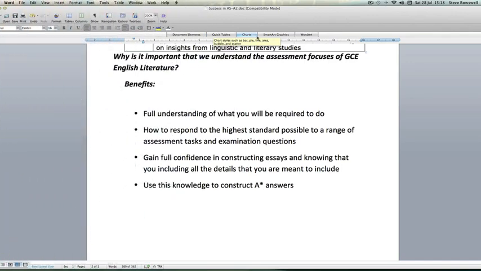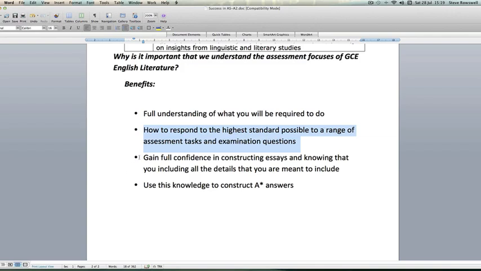There are many benefits from understanding the assessment focuses and how they're applied in GCE English literature. First of all, it will give you an understanding of the whole course, what you're required to do, what you should be reading, the ideas you should be developing, where you need to focus your research, and how you can put together ideas to get the best marks. It will enable you to respond to assessment tasks and examination questions effectively, because you'll understand the areas that you'll need to cover and the things that you'll need to analyse and explain and explore.